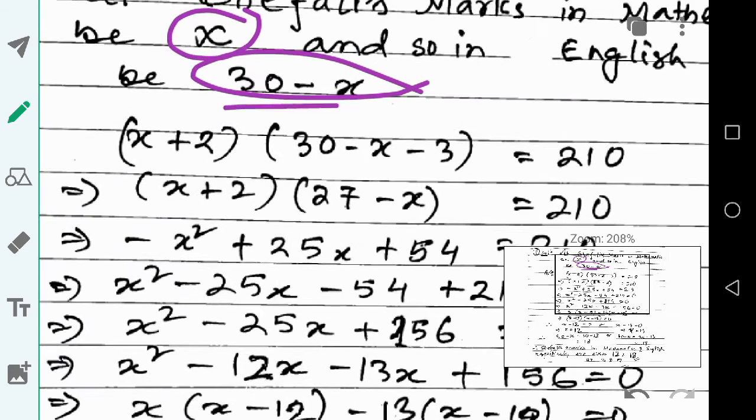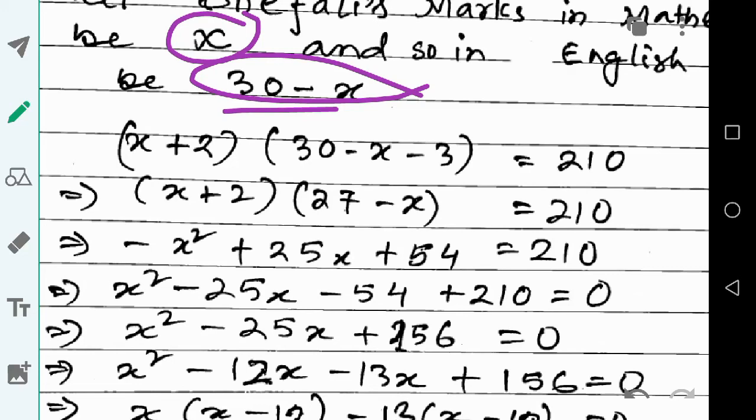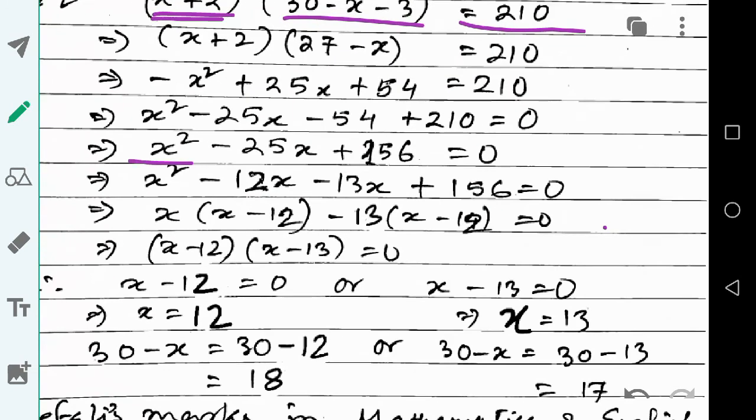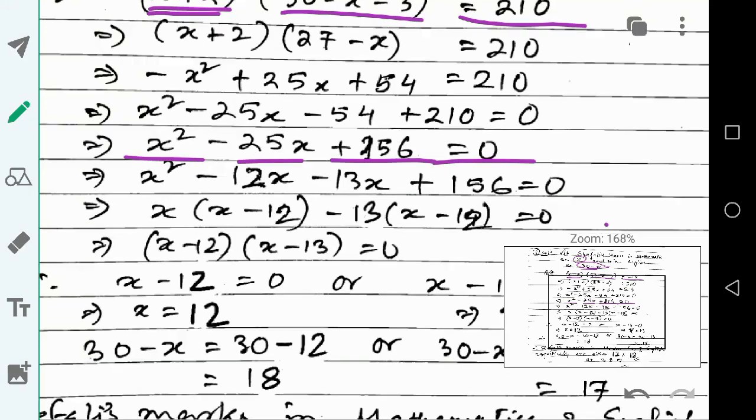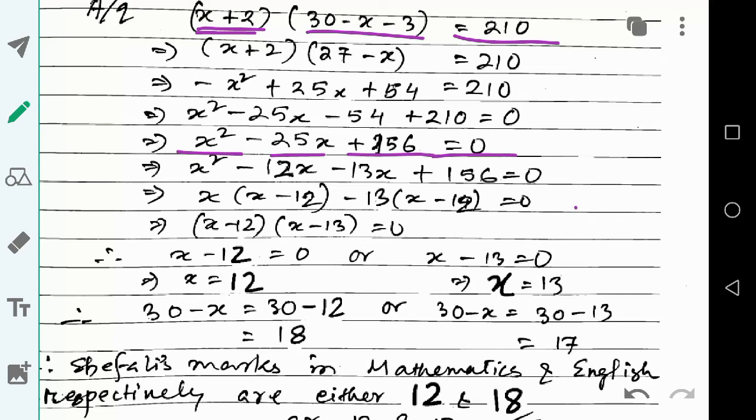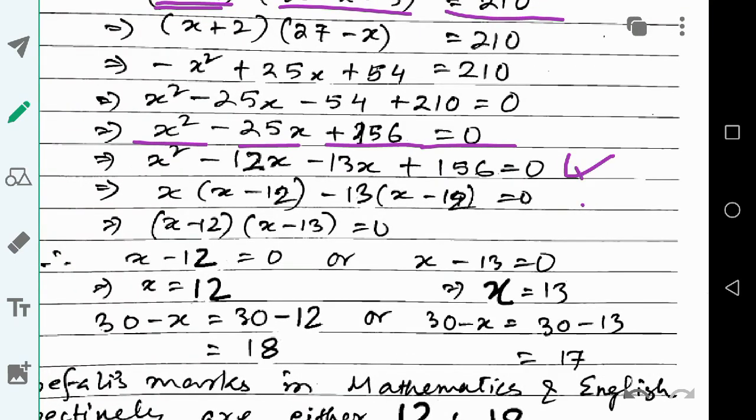Now it is given in the question that if she had got 2 marks more in maths, she actually got x, so if she had got 2 marks more, that means x plus 2, and 3 marks less in English, that is 30 minus x minus 3, their product would have been 210. So from this relation we have got x square minus 25x plus 156 is equal to 0. Now I have done splitting the middle term, and factorized this equation. I have solved this equation by the factorization method. I have shown how to solve quadratic equations by the factorization method in the last video.